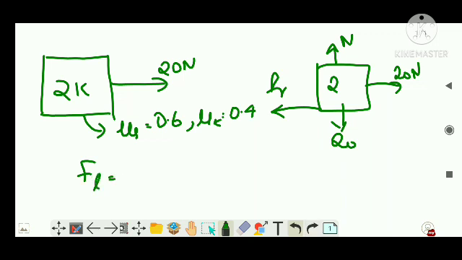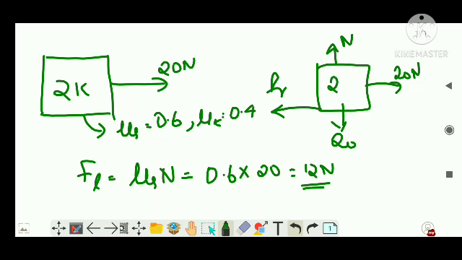I have to know whether the applied force is more than the limiting friction. Let's say it is μs into N. μs is 0.6 and N is 20. So you will get 12 newton. That means you have applied 20 newton, and the friction pulling it back is only 12 newton. So the object will move.